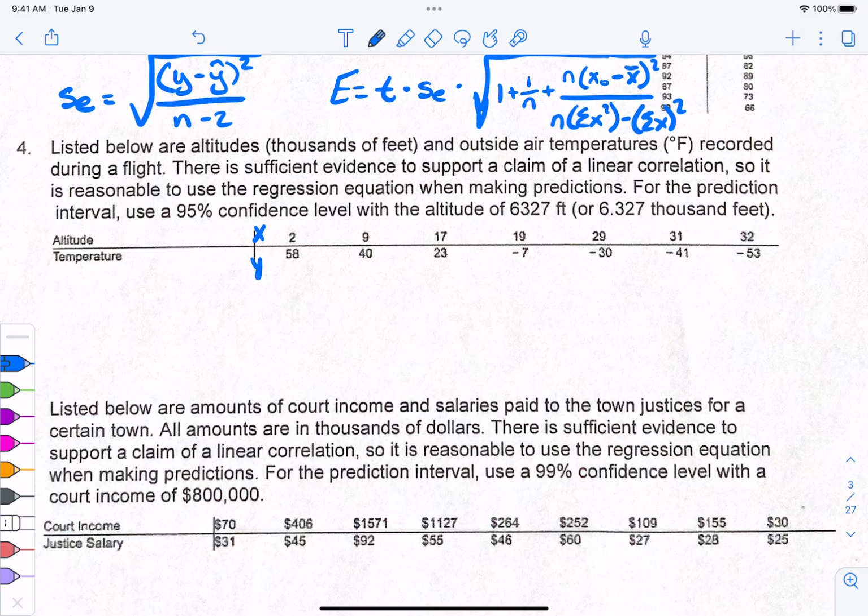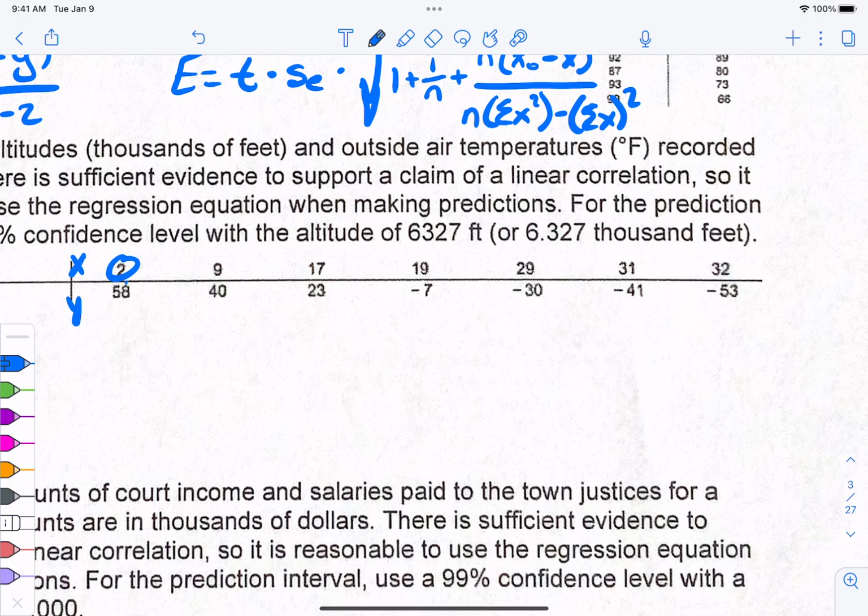Let's talk about what we're doing first though. We're talking about altitude and temperature. The higher up you are on the mountain, typically what happens? The higher the altitude, the lower the pressure, the lower the temperature. We're talking about temperature here. Our temperature is 58 degrees, then we go all the way down to negative 53 degrees because we're at an altitude of 32,000 feet, right?